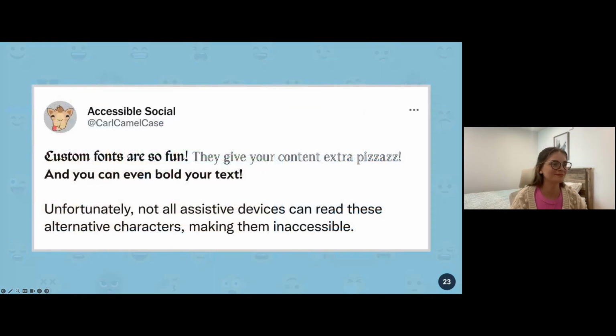Now, unfortunately, some assistive devices cannot decipher these characters and will typically skip over them, as I'm going to show in this first example post. I used alternative characters for the first 3 lines of text and then Twitter's default font for the latter half of the post. This is how my phone's text-to-speech program handled it.